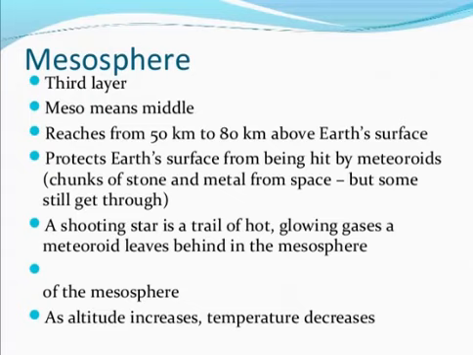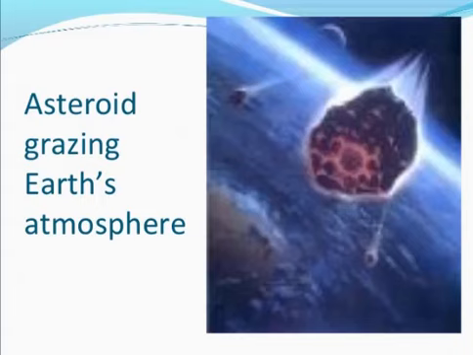Mesosphere, the third layer of the atmosphere. Meso means middle. It reaches from 50 km to 80 km above Earth's surface. It protects Earth's surface from being hit by meteoroids. Meteoroids are chunks of stone and metal from space, but some still get through. A shooting star is a trail of hot, glowing gases a meteoroid leaves behind in the mesosphere. As altitude increases, temperature decreases. Over here is a picture of an asteroid grazing Earth's atmosphere.